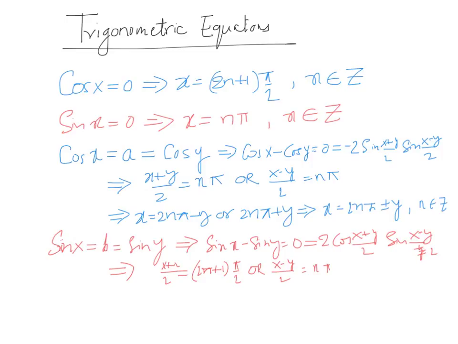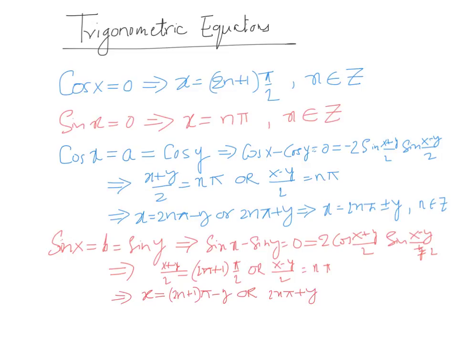Now this implies that x is equal to 2n plus 1 times pi minus y, or it is equal to 2n pi plus y. Now if you look at these two possible solutions, what you see is that the coefficient of pi in one case is an odd integer and in the other case it is an even integer.